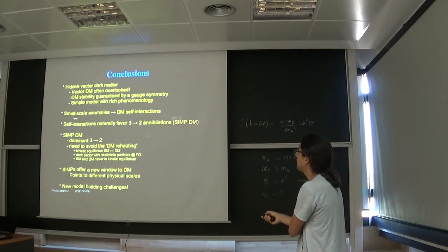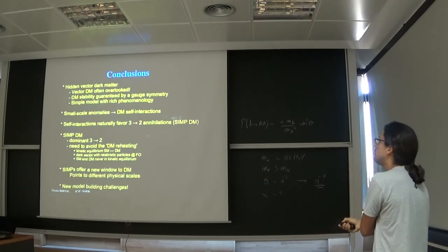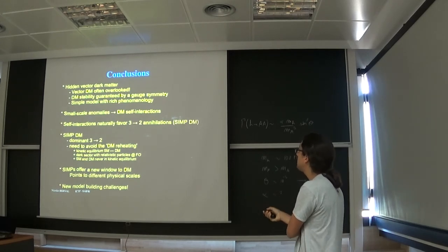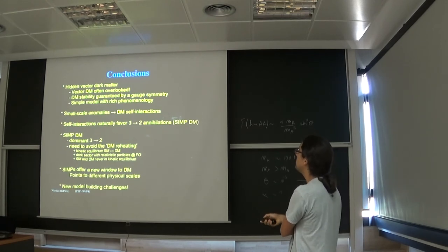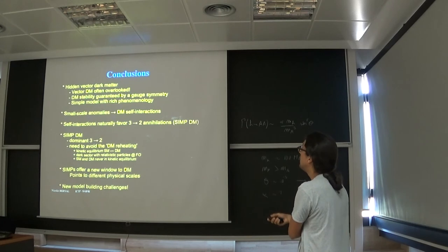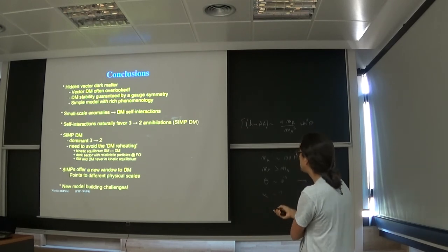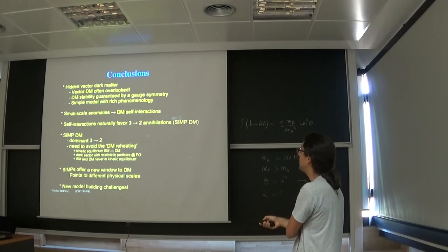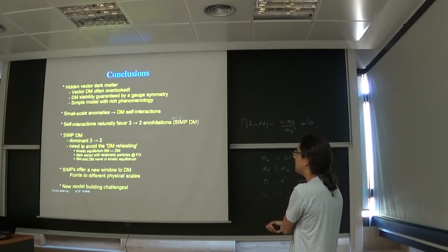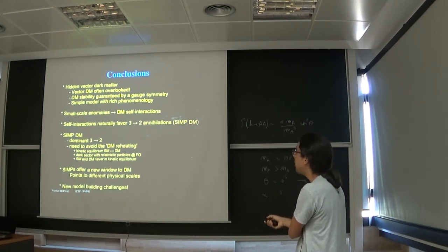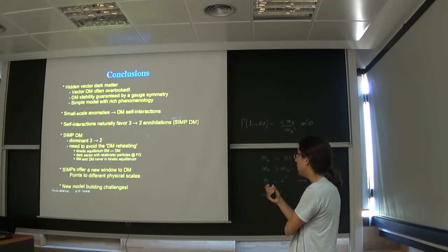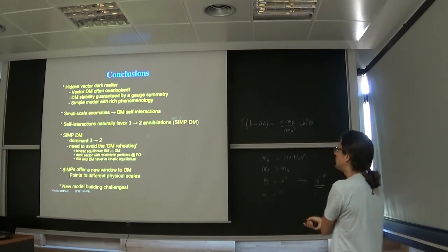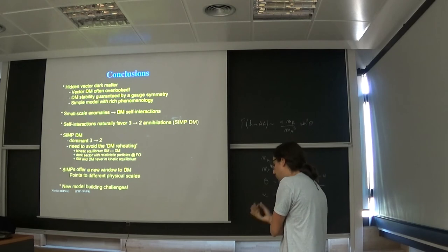So I hope I convinced you that these small scale structure problems could be solved by these dark matter self-interactions. And this self-interaction naturally favors this 3 to 2 annihilation. So the self-interactions lead naturally to SIMP dark matter, and not FIMP, and not WIMP dark matter. In this SIMP scenario, the strongly interacting massive particle, the dominant annihilation channel is the 3 to 2. So 3 dark matter particles annihilate into 2 dark matter particles. The only caveat is that we have to avoid this dark matter reheating, of course, reheating with respect to the standard model.